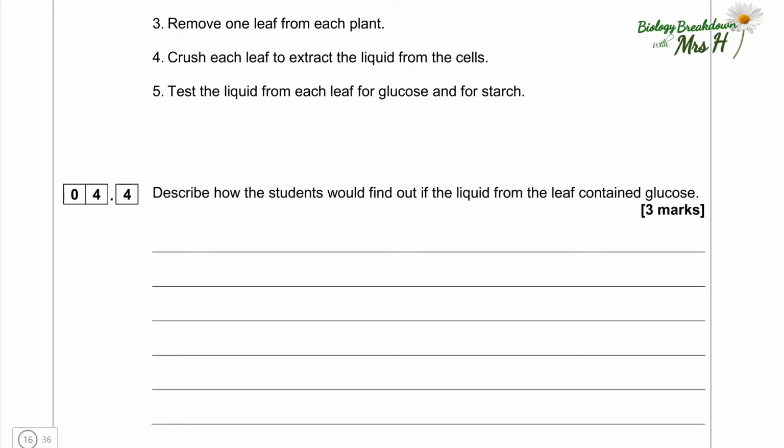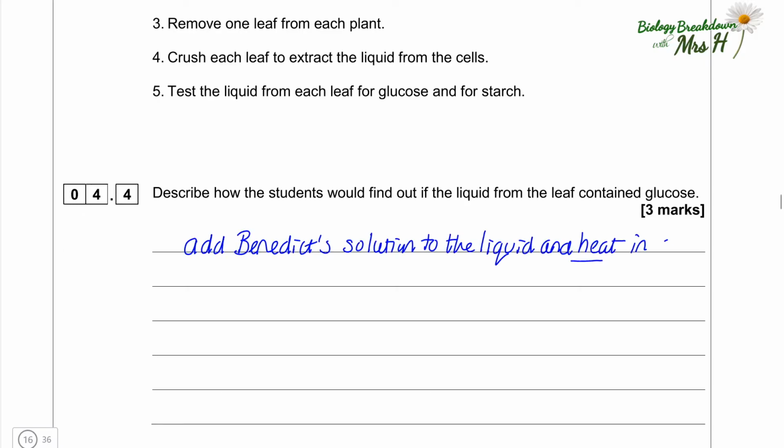Describe how the students would find out if the liquid from the leaf contained glucose. So they would add Benedict's solution to the liquid and heat in a water bath for a few minutes. I've underlined heat because you don't get a mark for just saying put it in a water bath. You have to tell the examiner that you understand that you have to add the Benedict solution first, and then you've got to heat them both together.